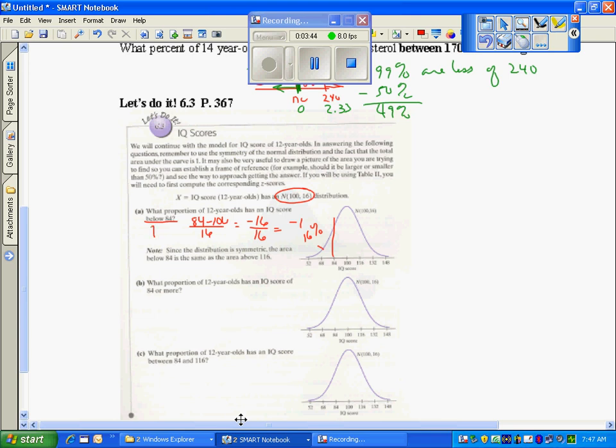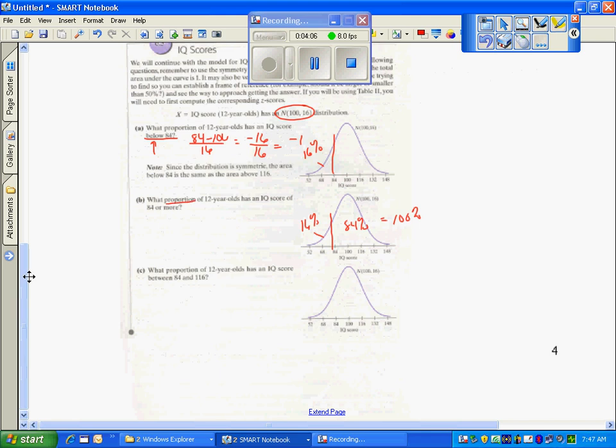How did I know that? Because it said below. If it says less than or below, you're going to the left. Another situation, you want a score of 84 or more. If you know this is 16%, this is going to be 84% because they total 100%. So if you know left, you also know right. The word proportion here means the percent. Now I want to know the percent between 84 and 116. If this is symmetric, I know that this is 16%, so this must be 16%.